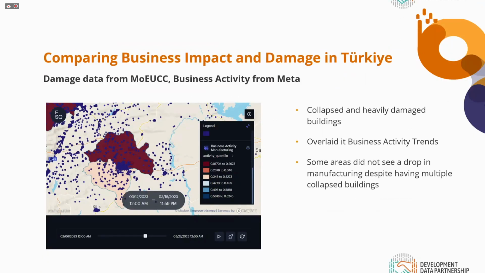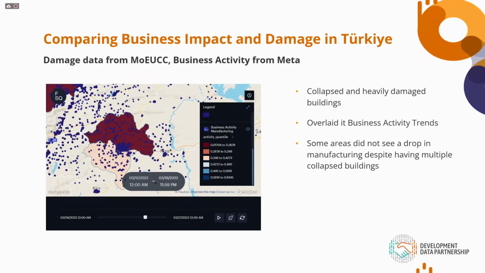But the best part of creating all of these indicators and having all of these foundational data sets available is the insights that we could draw from it when we started to put them together. So, one of the sample indicators that we were playing around with was that if you put damaged buildings data from the Turkish government along with business activity data from Meta, we see that there is one part of Turkey where there was no drop in manufacturing despite having many collapsed buildings. And this can start to give some insights on what kind of buildings were collapsed in that particular area.